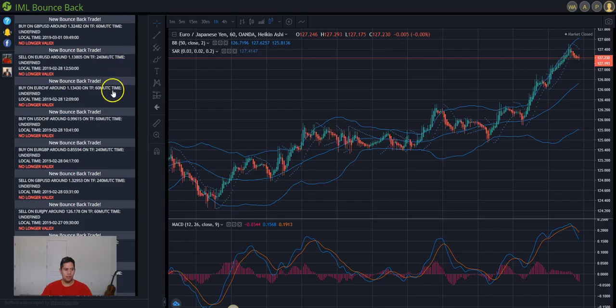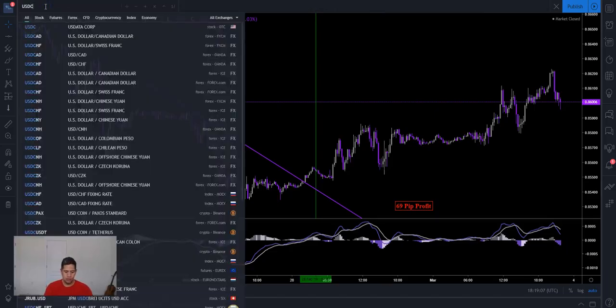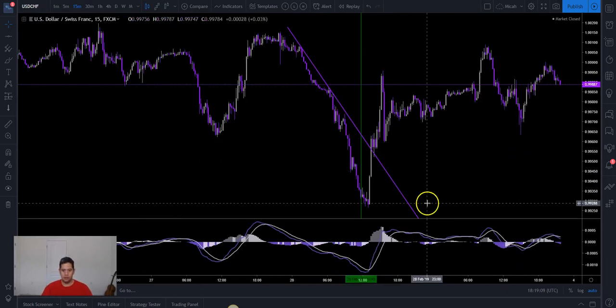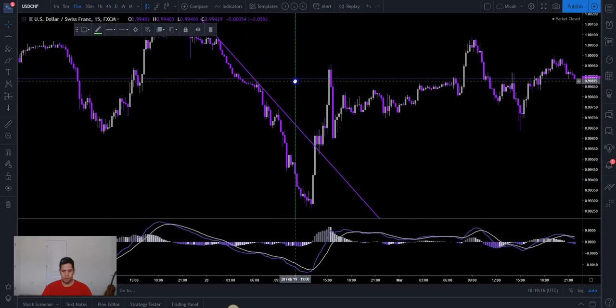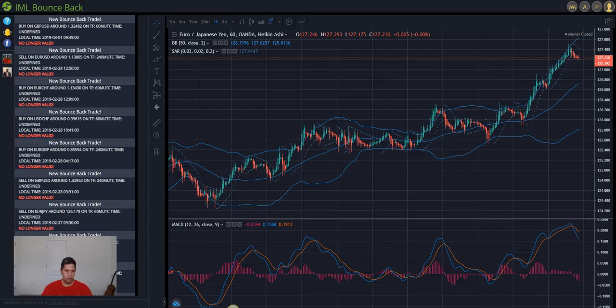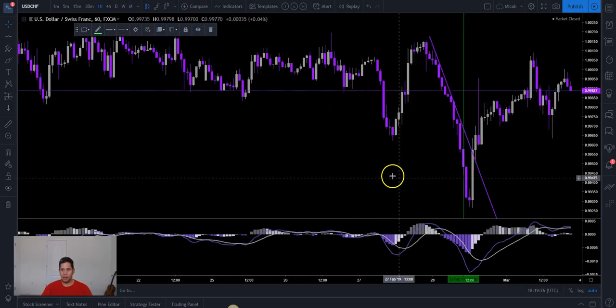Okay, next trade, USD CHF for a buy, and it was the 28th again, 10:41 a.m. The 1-hour chart, 10:41, about 10:45, right? 10:41. Okay, there we go. So it was called on the 1-hour time frame.